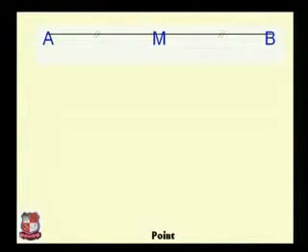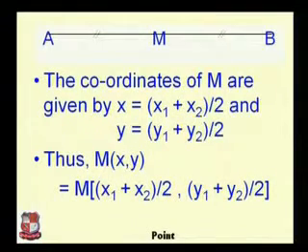See this figure, M is the midpoint of line segment AB. The coordinates of M are given by x is equal to (x1 plus x2) by 2 and y is equal to (y1 plus y2) by 2. This is the coordinate of midpoint M. Thus M(x, y) is equal to M((x1 plus x2) by 2, (y1 plus y2) by 2). This is the midpoint of line segment AB.